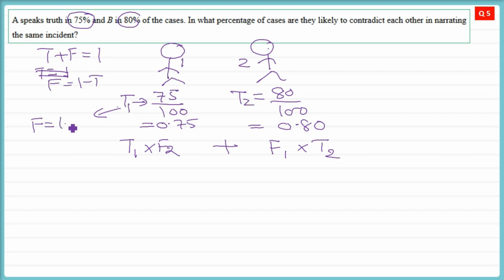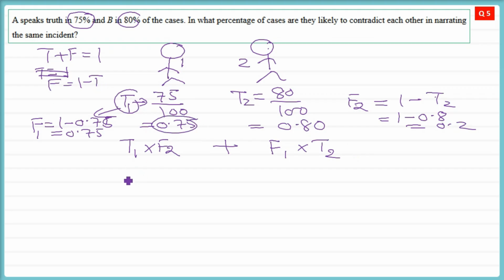So false can be computed here for the first person. 0.75 is the truth. So 1 minus 0.75 will be the false, and for the first person let us represent it using F1. Similarly, for the second person, the false, that is F2, is going to be what? 1 minus 0.8, because F2 plus T2 will also be equal to 1. So F2 will be 1 minus T2, which comes out to be 0.2. So all the values we have got, let's put in here. T1 is 0.75, F2 is 0.2 for the second person not speaking the truth, and the first person not speaking the truth is 0.25, and the second person speaking the truth is 0.8.